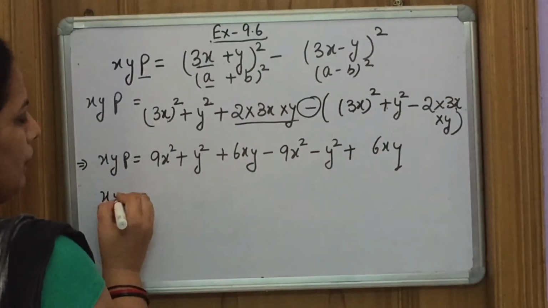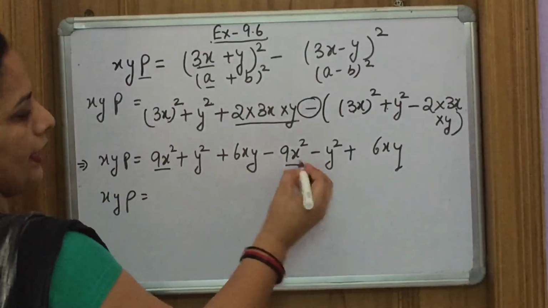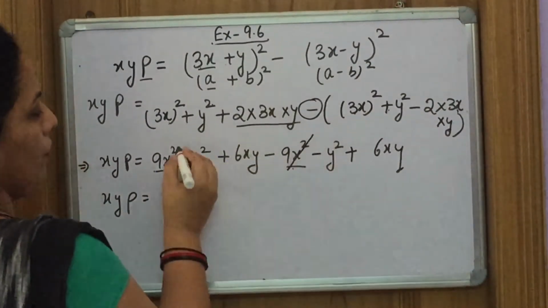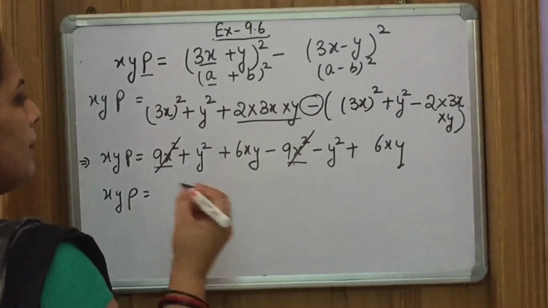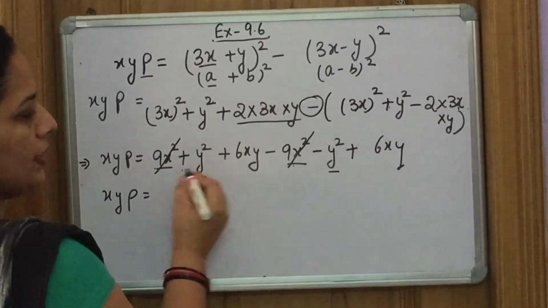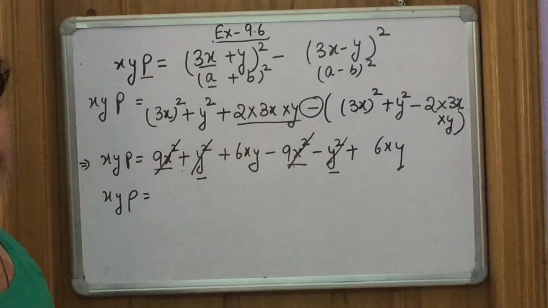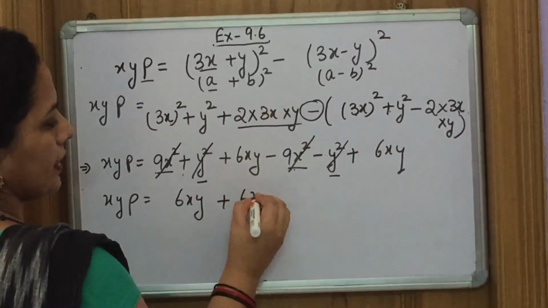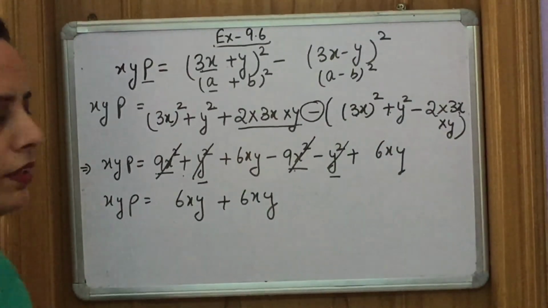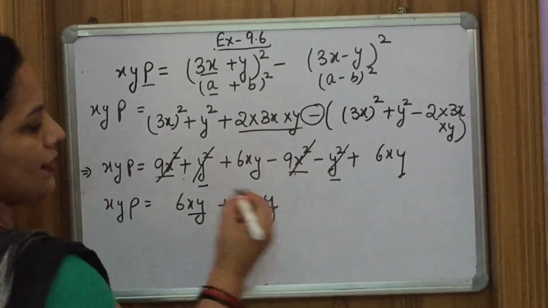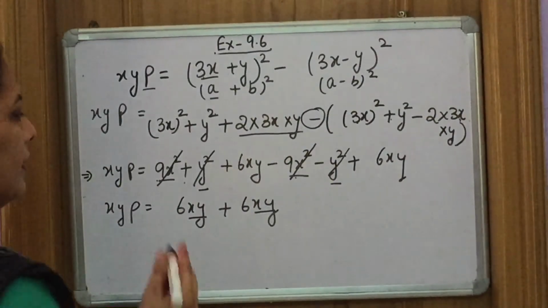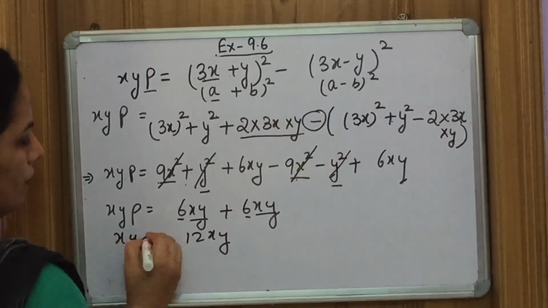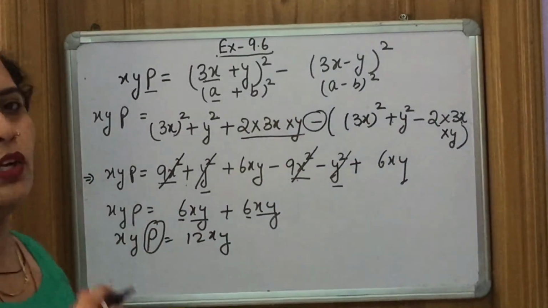Now the next step: 9x square and 9x square. These are like terms, and one is of addition and the other is of subtraction, so we can cancel these terms. Similarly, y square plus and minus, we can cancel these terms. Now the remaining terms are 6xy plus 6xy. These are also like terms because we have the same variable xy and xy. So we can add the coefficients. So 12xy, and this equals xyp. We have to find out the value of p.